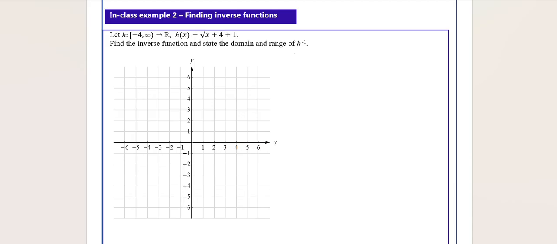We want to do the stuff that we just did. We want to get the inverse function. We want to find its domain, and we want to find its range. First thing we want to do, though, is probably figure out what our graph looks like, our starting graph.